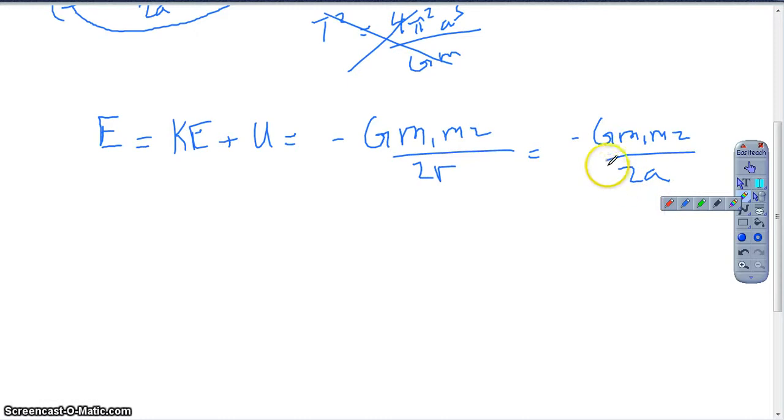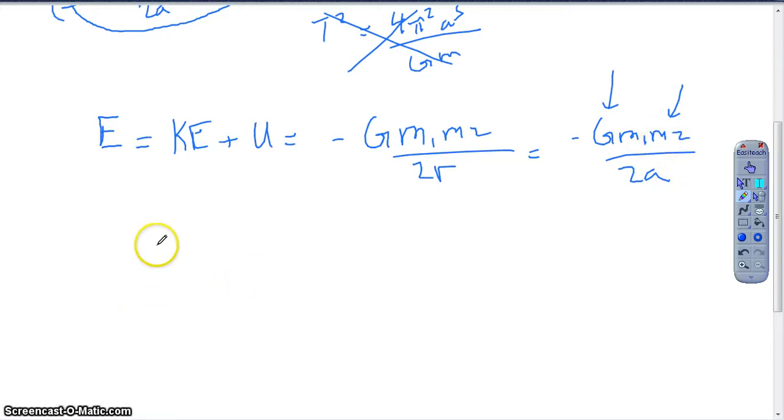Now if you start to look through the information, obviously we know the universal constant. They give us the mass of the Earth. We know the mass of the Earth. And then I just found my measurement for a, my semi-major axis. I don't know the mass of the satellite, and at first that looks like it might be a little bit concerning.